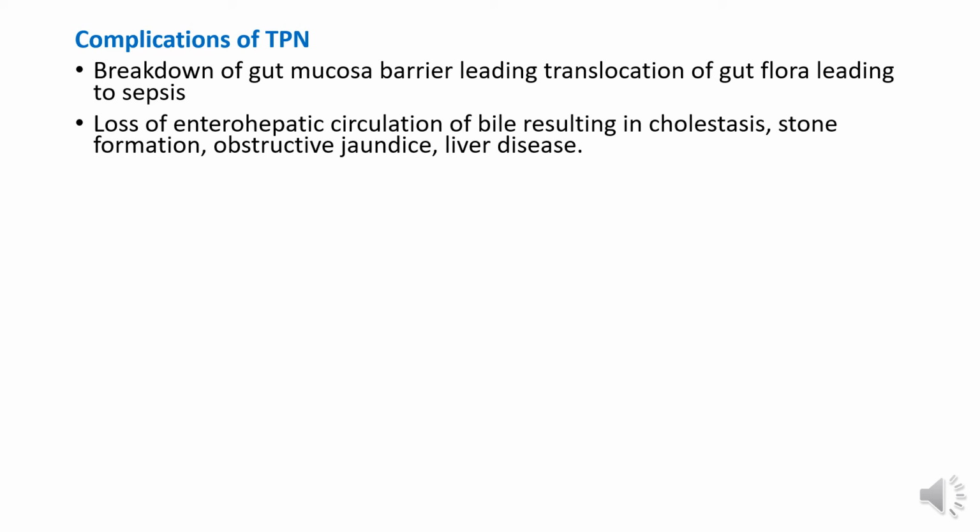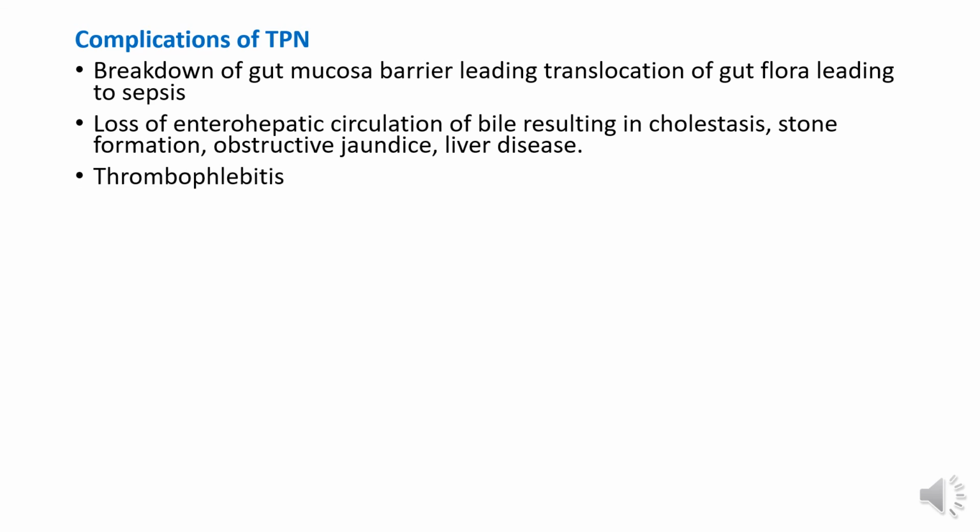Now, if feeds are not taken into the GI tract, this enterohepatic circulation is impaired, and it will lead to cholestasis of bile. Bile being produced is not being released, so there's stasis of bile. Following stasis for a long time, there's stone formation, precipitation of stones, and following stones, the cholestasis is worsened and obstructive jaundice results. With obstructive jaundice, there could be ascending cholangitis, and then liver failure may result in the end. So this is the spectrum of things that could occur following loss of enterohepatic circulation of bile.